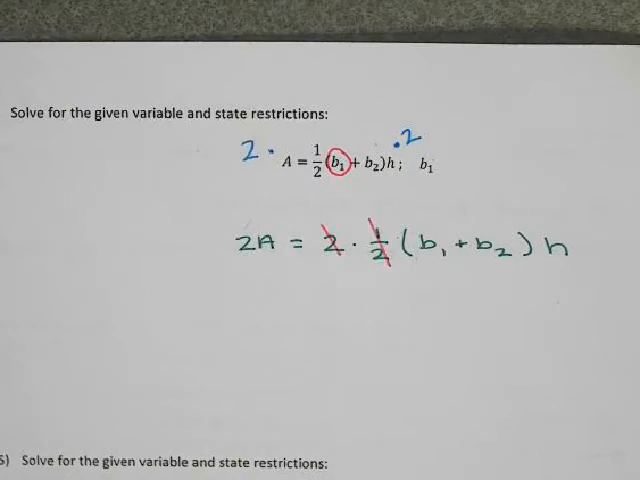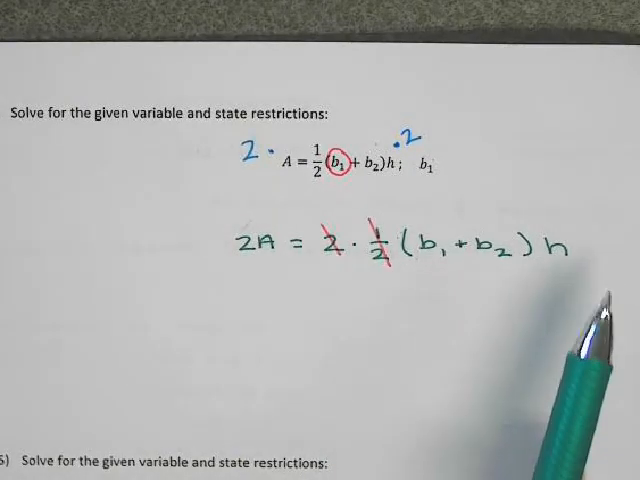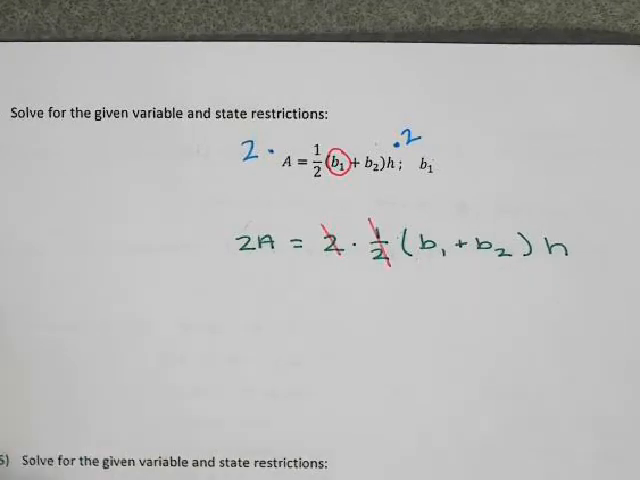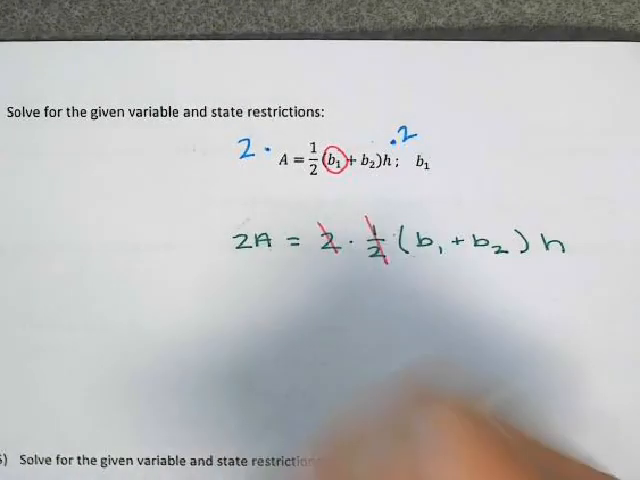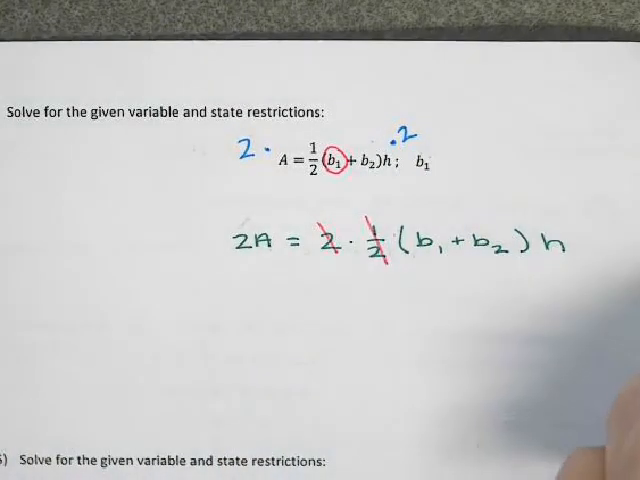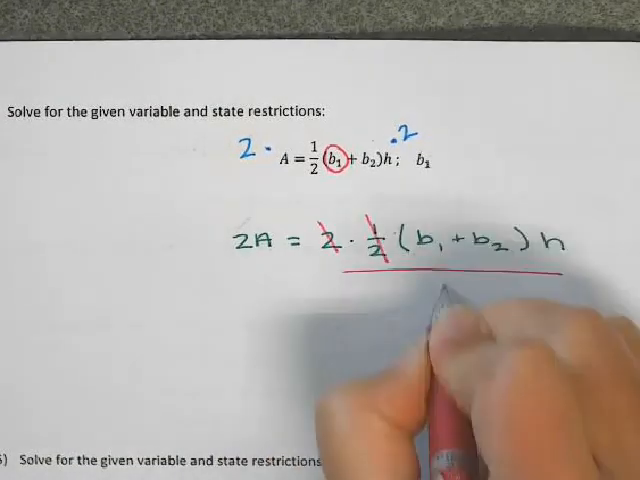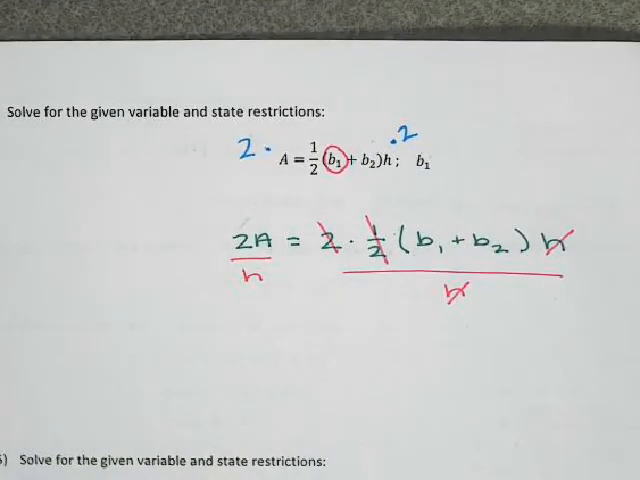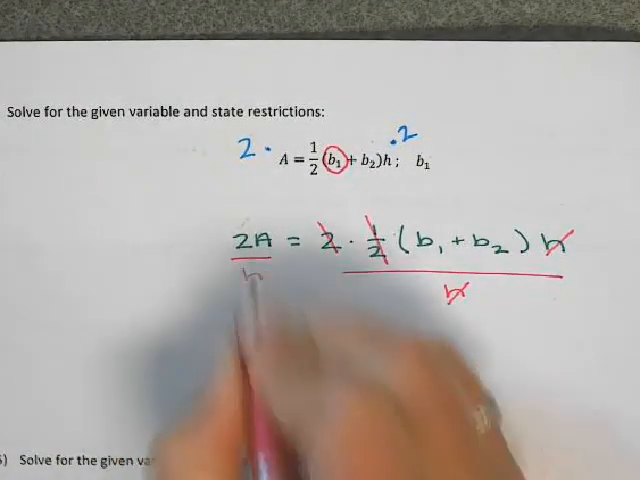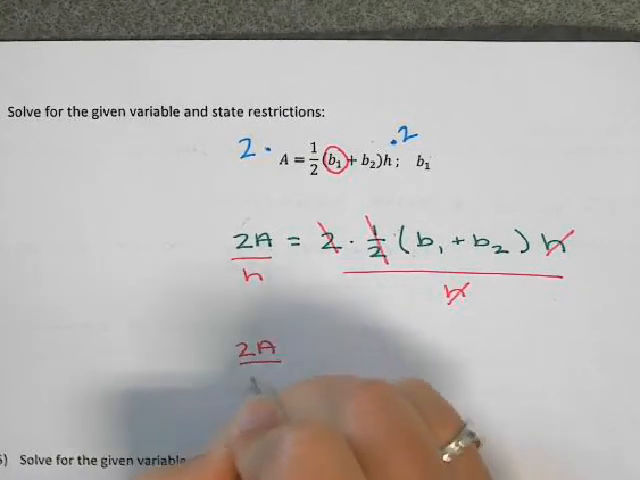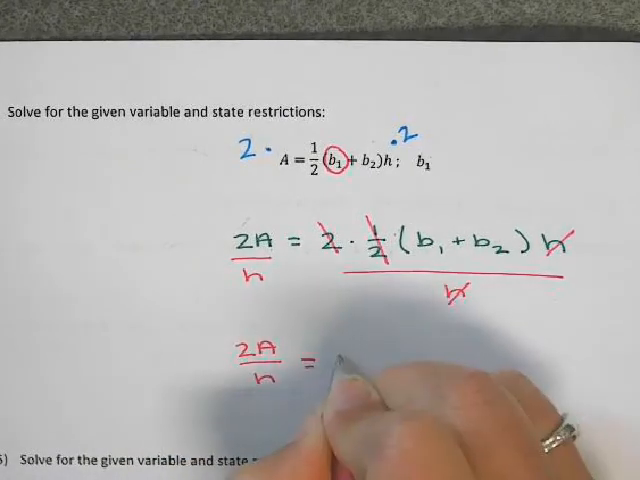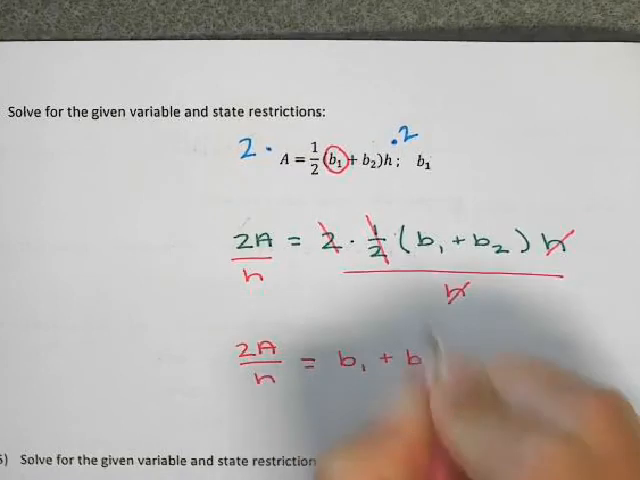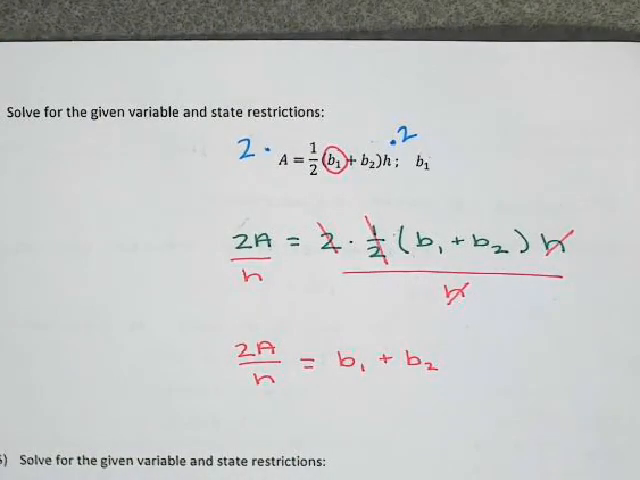All right. Now, what else is happening with those parentheses, though? Those parentheses are also being multiplied by h. So how do you undo multiplication? Division. The reason why we said not division the first time, because we didn't want to have to divide by a fraction. But we can divide by h. That's no big deal. So our h's then will cancel on the right. On the left, I'm just going to write it exactly how it looks. 2a over h is equal to b1 plus b2. Now that those parentheses are alone, you no longer need the parentheses there.